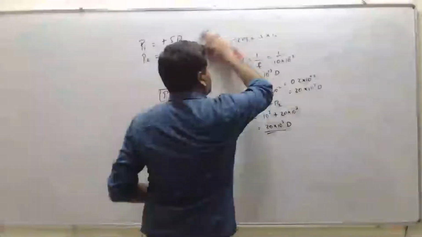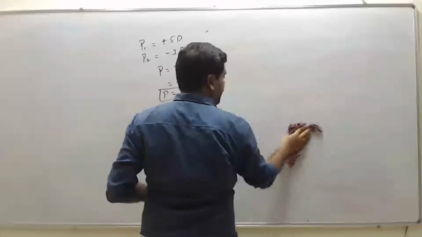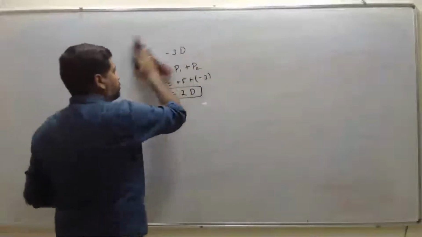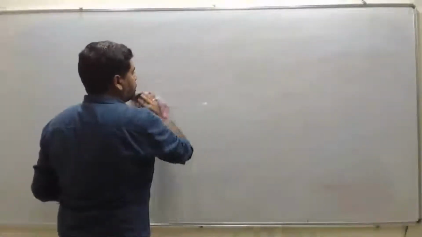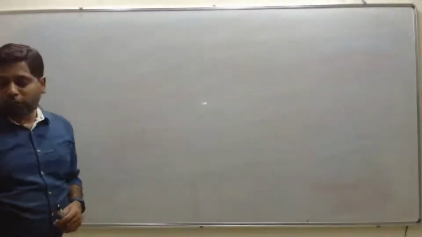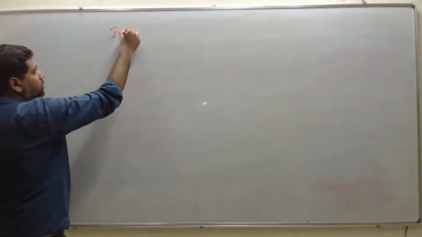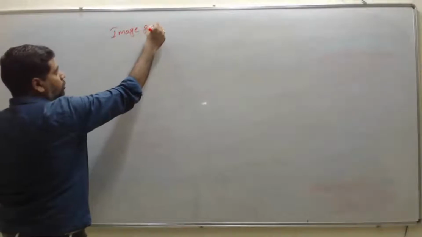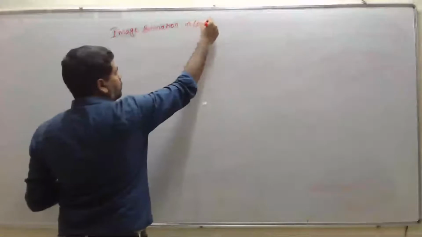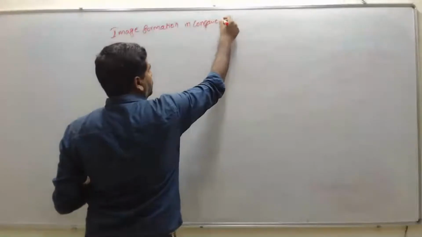And next, for 1 mark, they ask about image formation. That is, if the object is placed beyond the center of curvature, then what about the magnification? So what is the magnification of that object? And they may ask where the image is formed. That is image formation. We have to know that. Image formation in concave mirror.